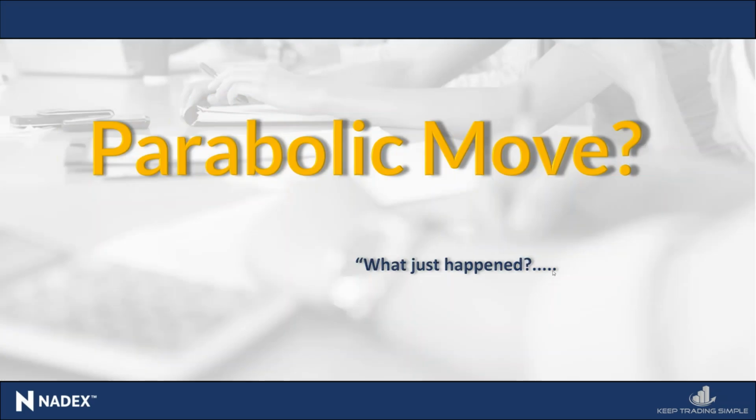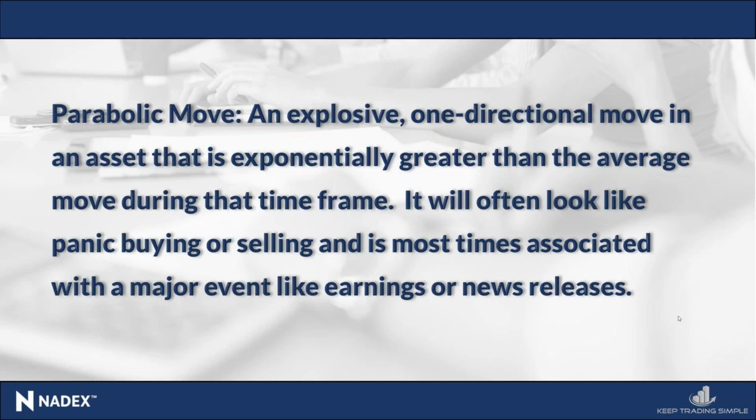Okay. Parabolic move. For coming up with a quote for that one is what just happened, and there's no quote on the other side because you can't even finish the sentence. So a parabolic move, by definition, is this, okay? It's an explosive one-directional move in an asset that is exponentially greater than the average move during that time frame. Again, it's a tongue twister, right? If you say that a few times really, really fast, you're either going to sound really, really smart or it's not going to come out of your mouth.